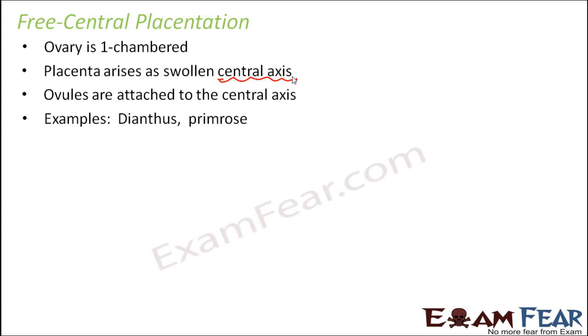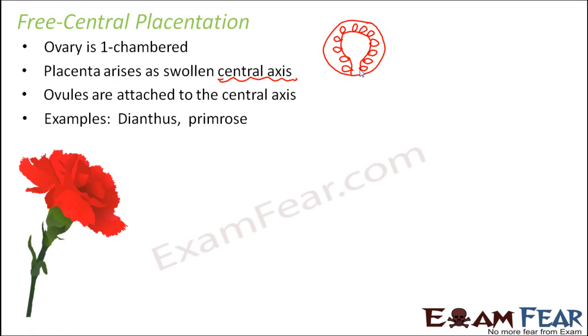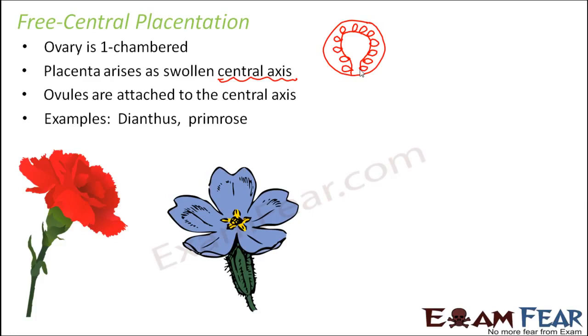Let us suppose this is the ovary, the central axis of the ovary will be swollen like this, and on this central axis the ovules will be present somewhat like this. So this is how the arrangement would look. Dianthus and primrose are some of the examples of free central placentation. In this case, the ovules are formed on the central column, not connected to the walls.